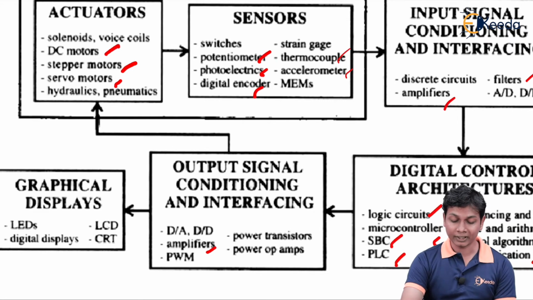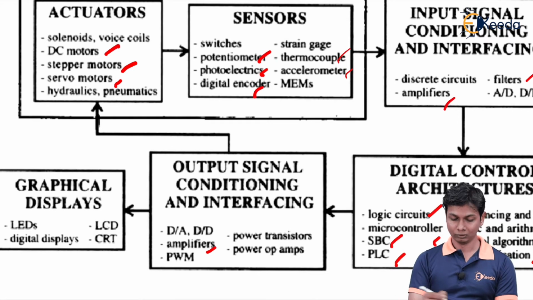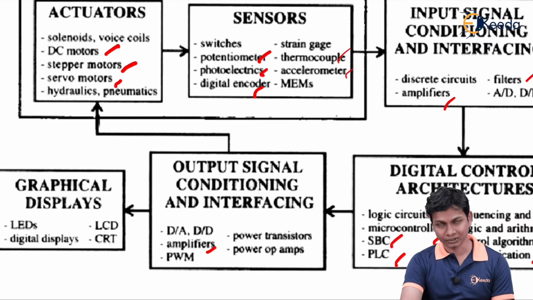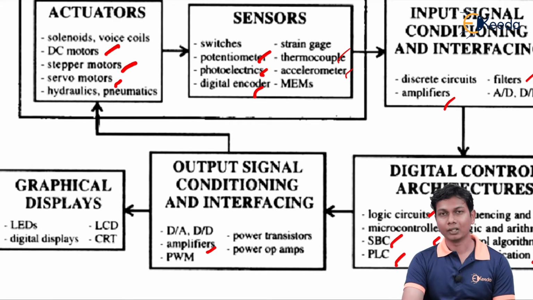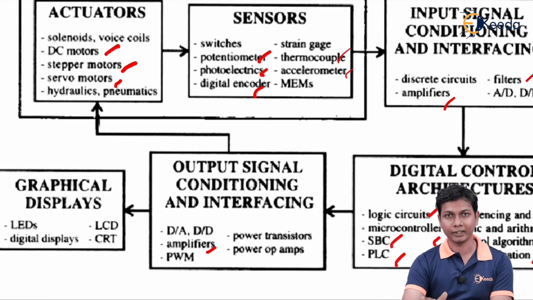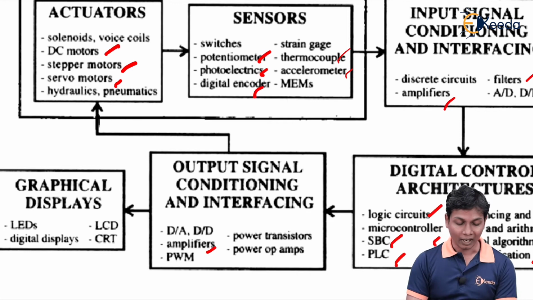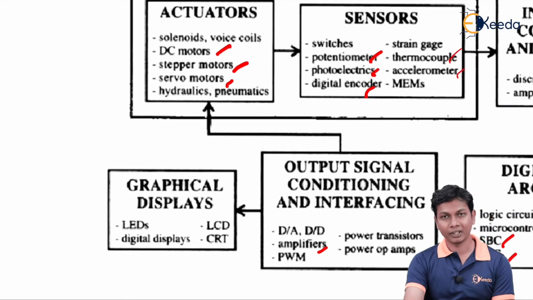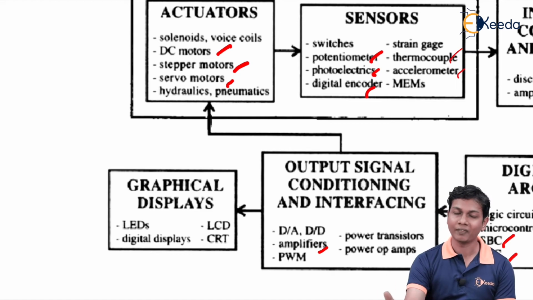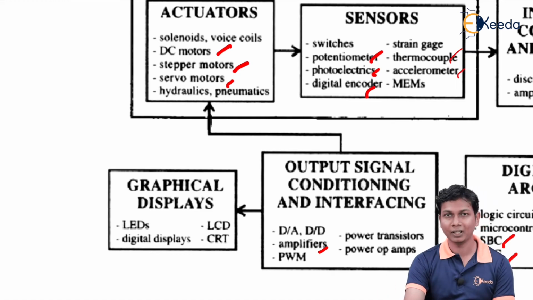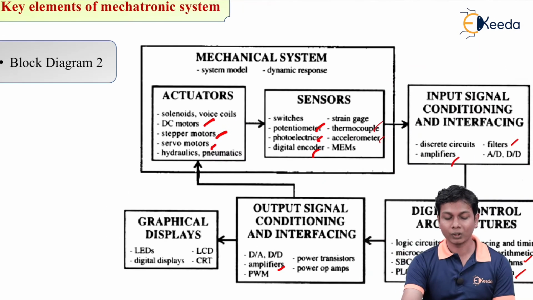So input signal conditioning and output signal conditioning, in both ways amplifiers are used. Output signal conditioning is also there, where the small signals are converted into large signals, and it is going to the graphical display, where LED and LCD are used. The simple LED, LCD, CRT, digital display are the various examples of the graphical display, and that is going to show what are the actual key elements of mechatronics.